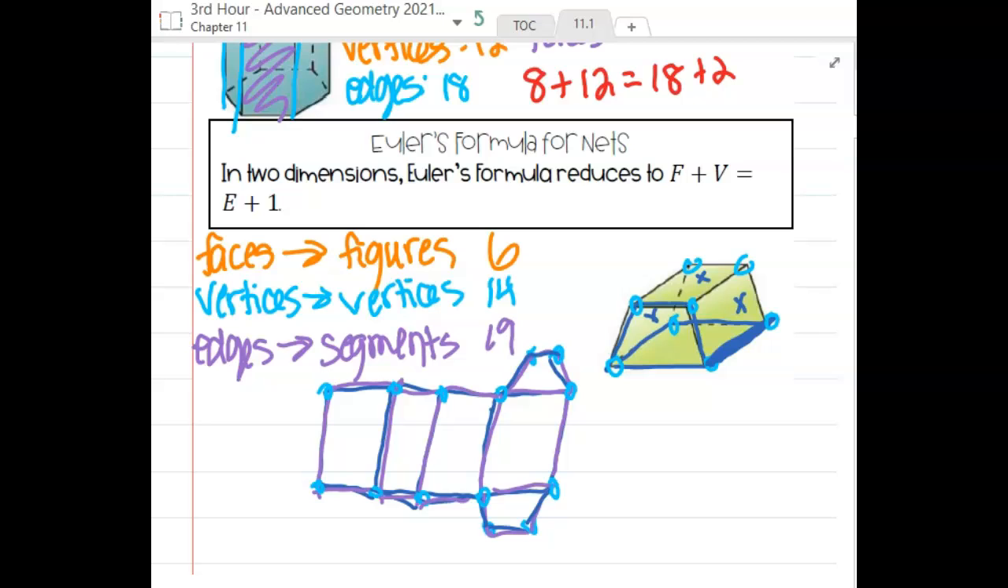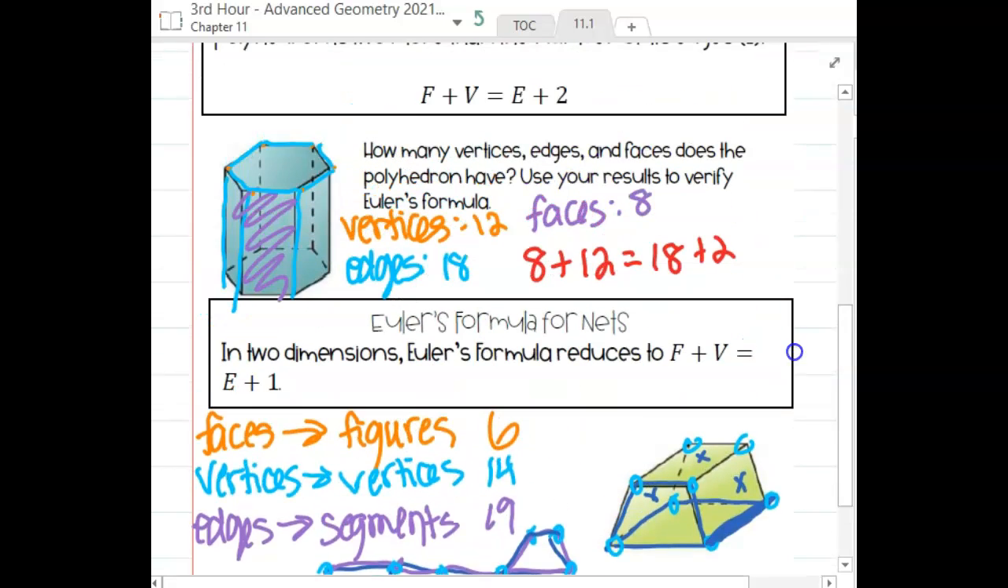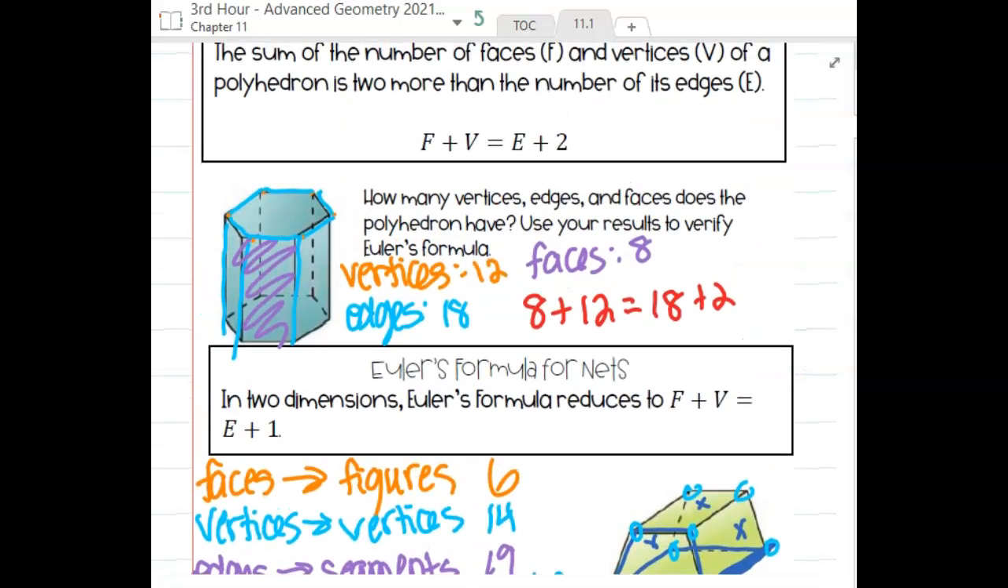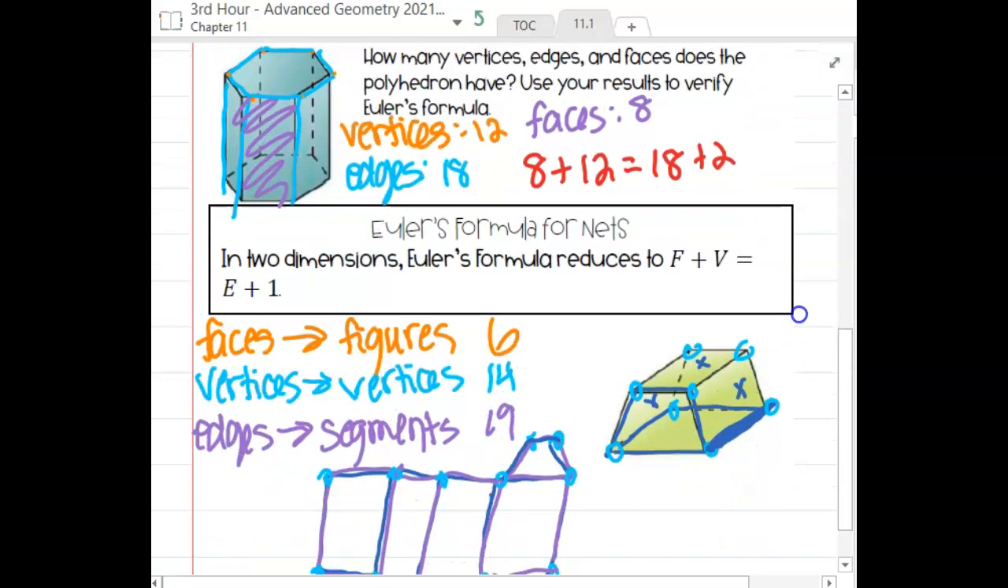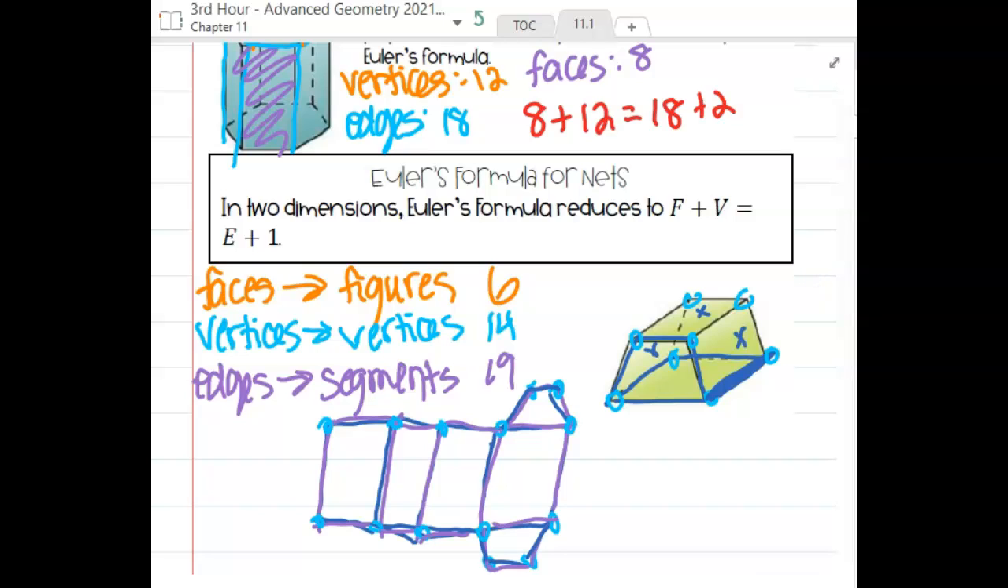Now, Euler's formula for nets is almost the same thing. The formula for solids is F plus V equals E plus 2, whereas the formula for nets is F plus V equals E plus 1. Why would there be a difference there? Why would there be maybe 1 less?